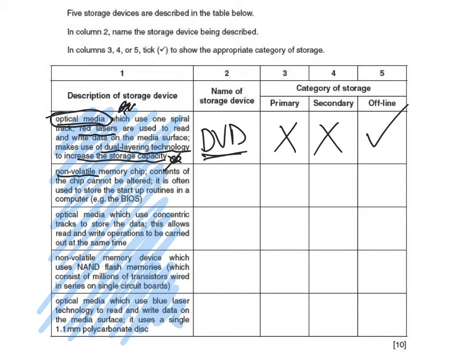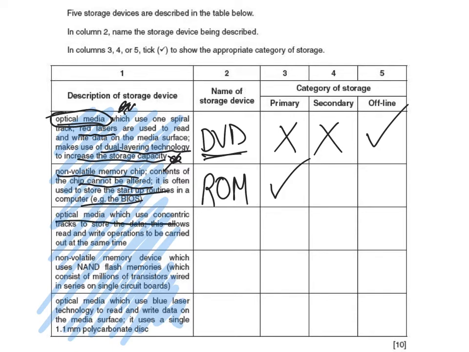A non-volatile chip already, I think, ROM. Contents of the chip cannot be altered further. Accessing something to do with ROM, often used to store the startup routines in a computer, e.g. the BIOS, which is the basic input-output system, the first thing that's run when your computer starts up. It's ROM, and we should hopefully remember that it's primary memory.